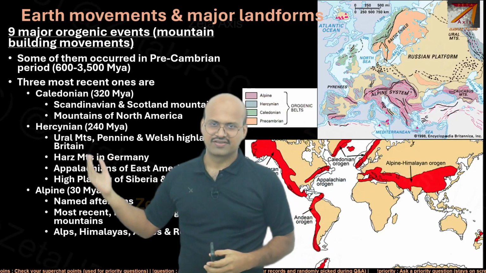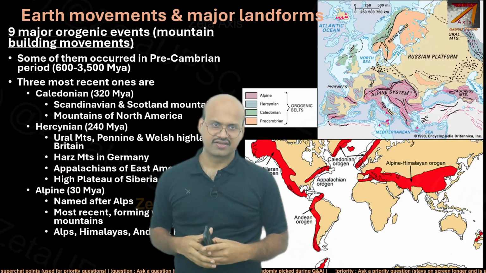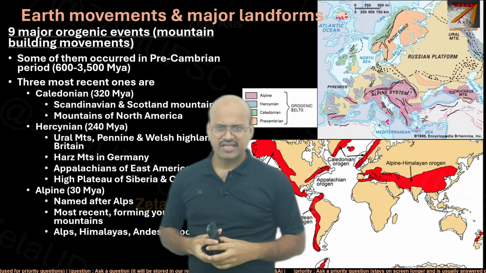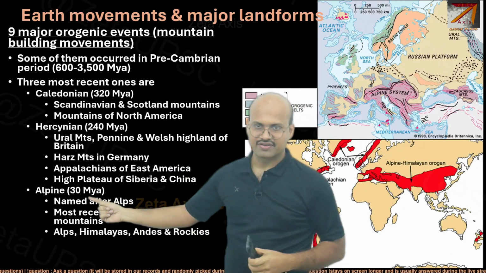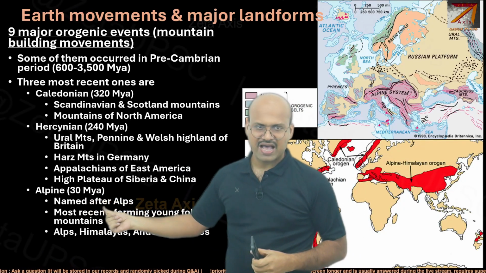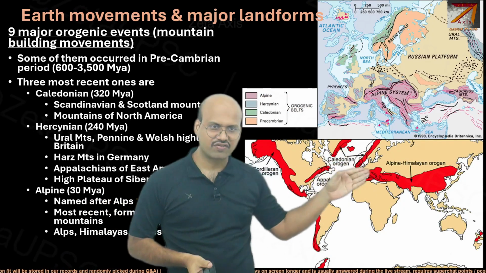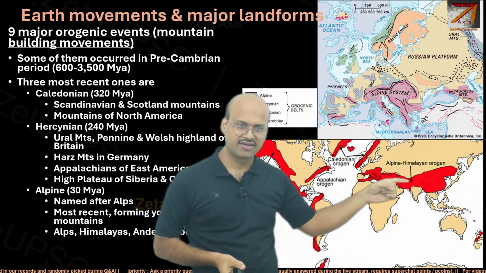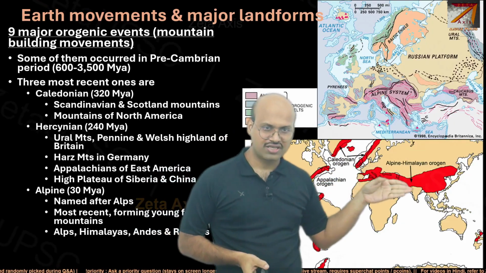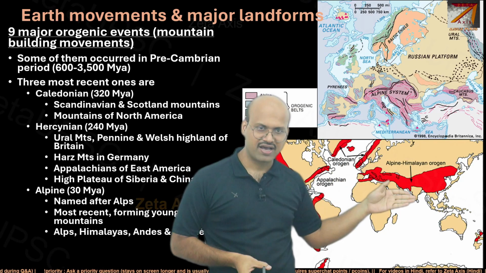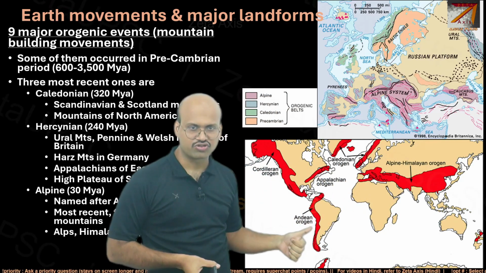So all these were created during the Hercynian upliftment period. And then the most recent one is the Alpine one, which is named after the Alps mountains. And here we can see the extent of the Alpine-Himalayan orogeny belt. So during this period, not only the Alps and Himalayas, but the Rockies and Andes were also formed.